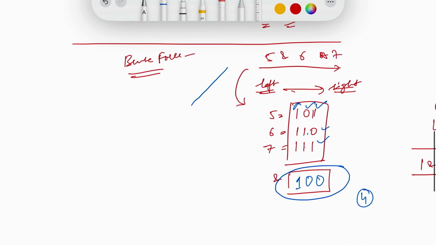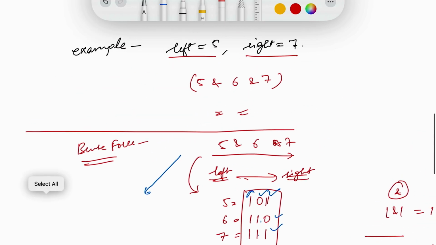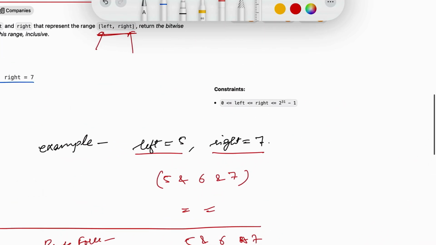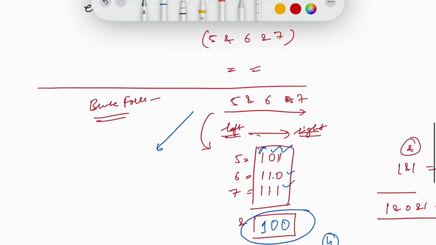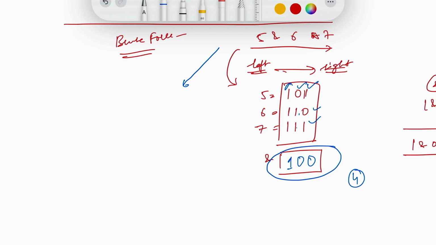But if we follow this approach and have a look at the constraints, the constraints are from 0 to 2 raised to the power 31 minus 1. So it's a very high range. If we do it this way, we will be going from 0, 1, 2, 3, 4, 5, 6, till 2 raised to the power 31 minus 1. So it's a huge time, and the time complexity is order of n. The n is the range, and the n value is too large.